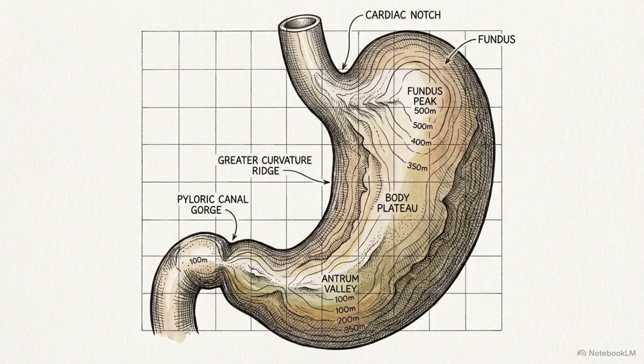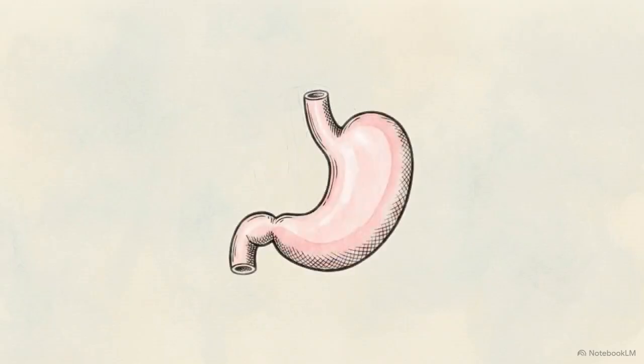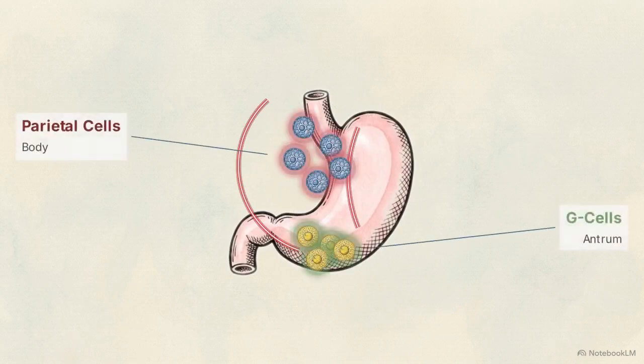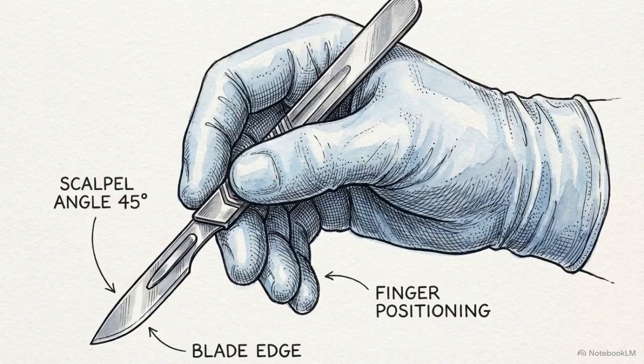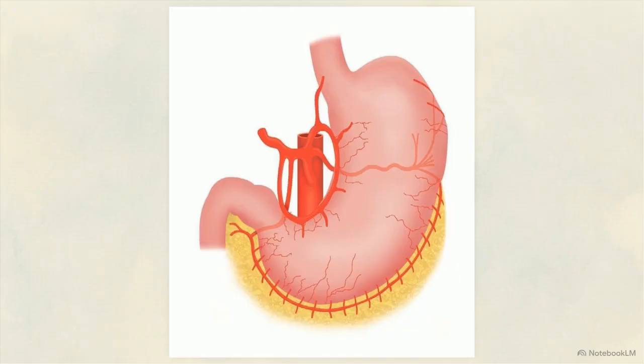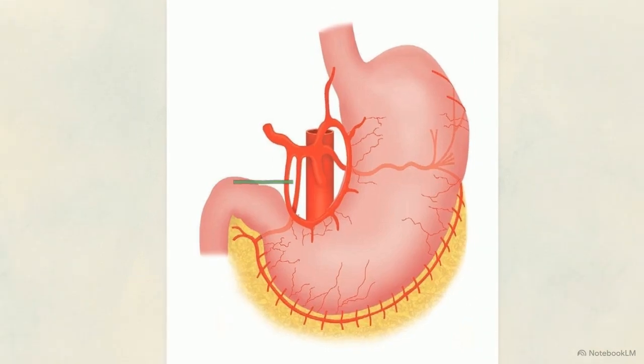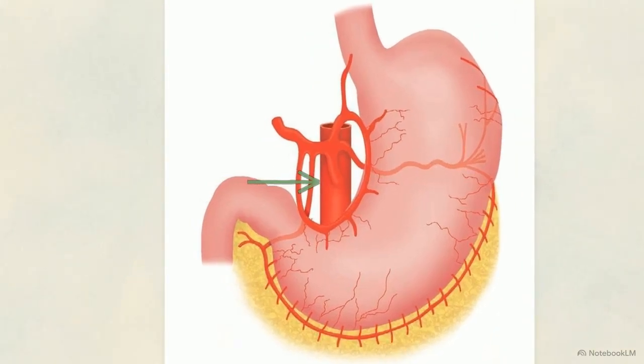The stomach operates as a strictly organized geographic map. The specific location of its blood vessels and specialized cells entirely dictates how its diseases manifest and how surgeons must operate to fix them. This diagram shows the stomach's blood supply, with arterial arcades tracking along both the lesser and greater curves. Notice the gastroduodenal artery, or GDA.